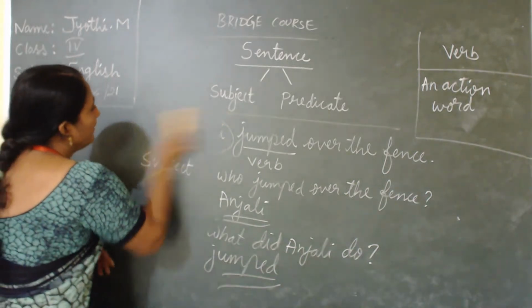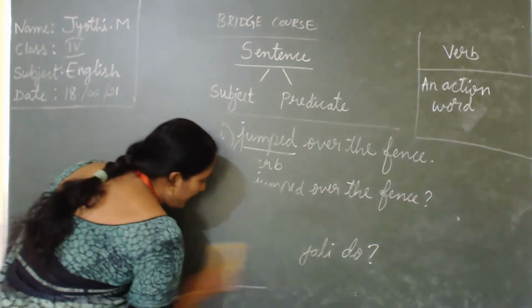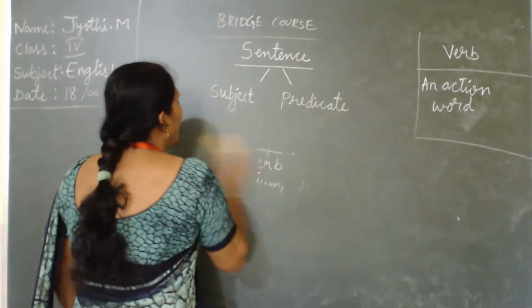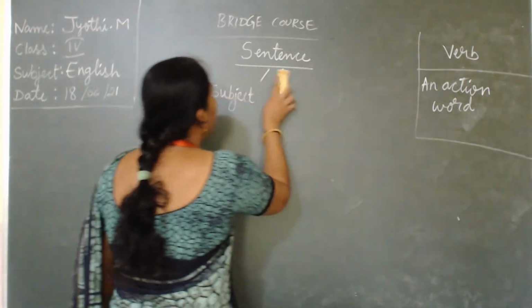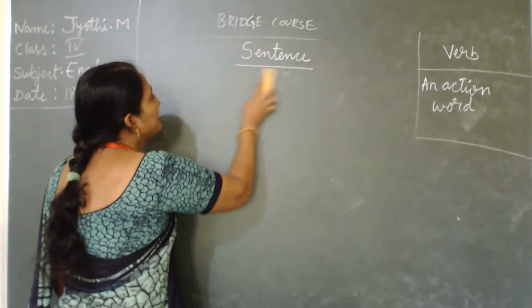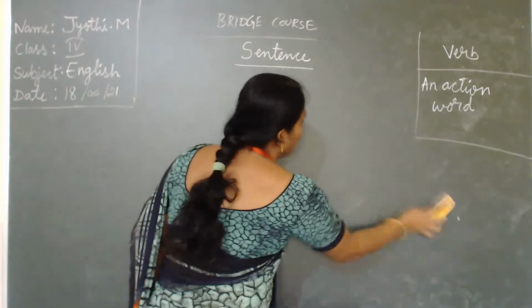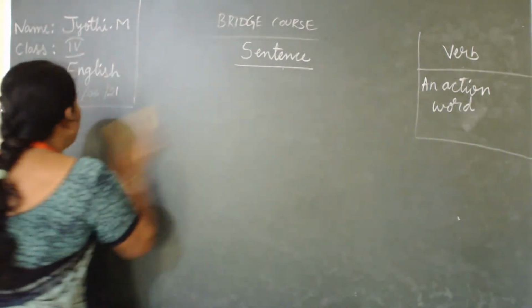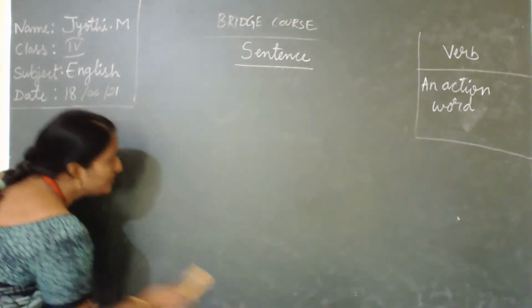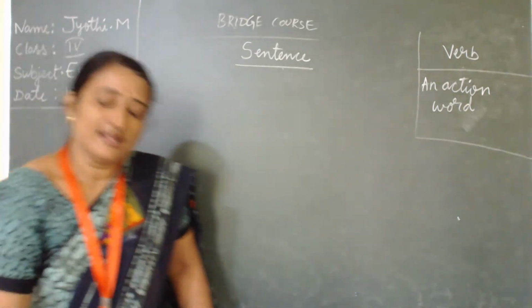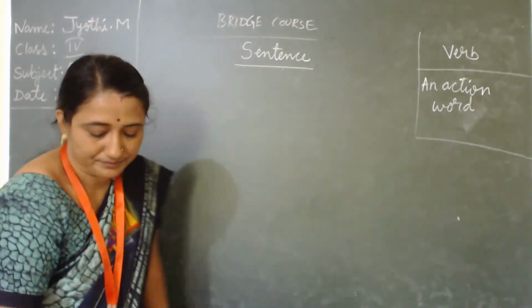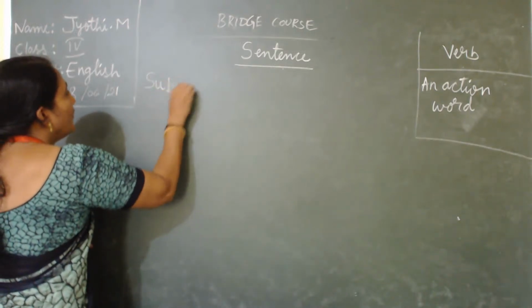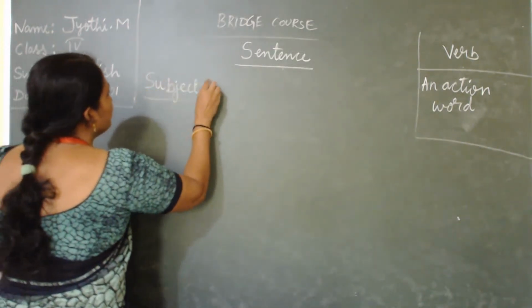Did you all follow? There are two parts in a complete sentence. One is the subject and one is the predicate. And I showed you how to identify it in a sentence. First you have to search for the verb. When you find the verb, that time you get the question, like who is doing that action? The person who is doing the action will be the subject. Now, what is the subject?